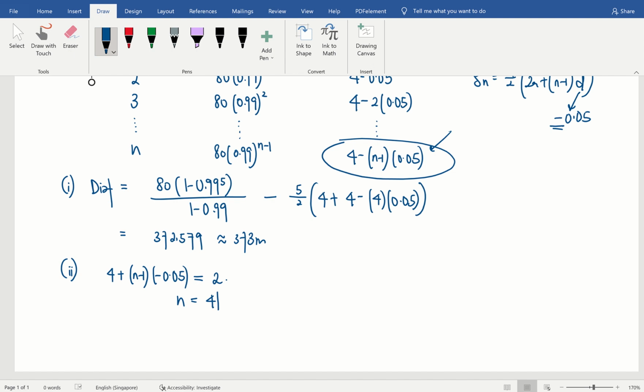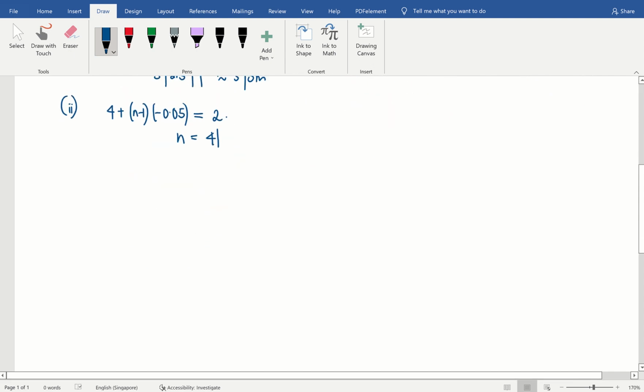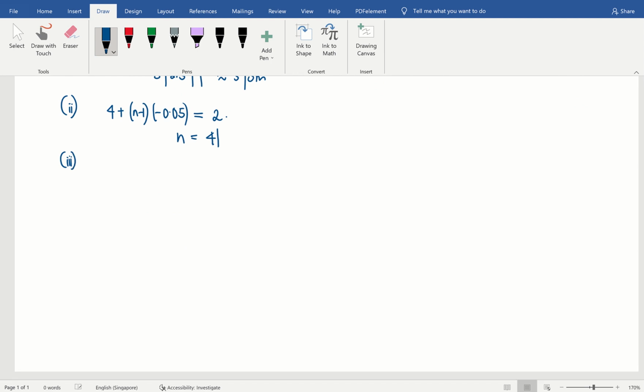Okay, part 3. Hence, find the time taken for the distance between Carol and the shore to be at least 5 kilometers, giving your answer correct to the nearest minute. You equate the distance to 5,000. And then you find n, okay.